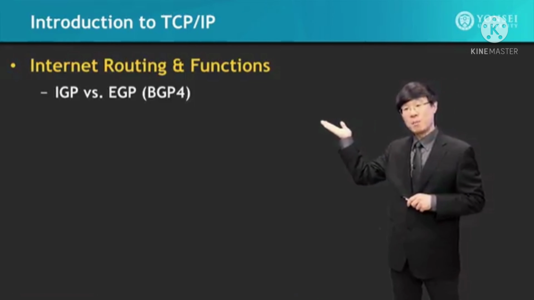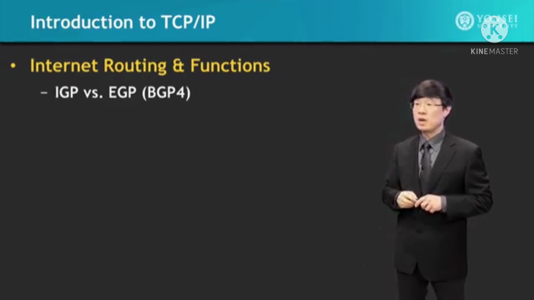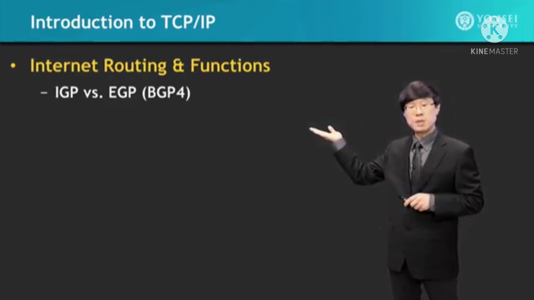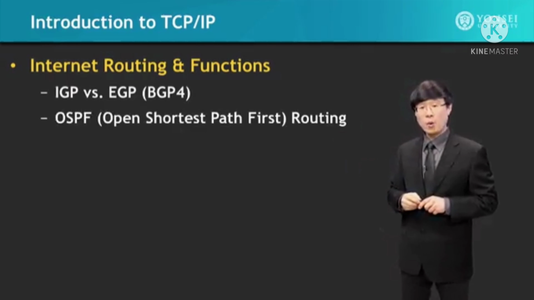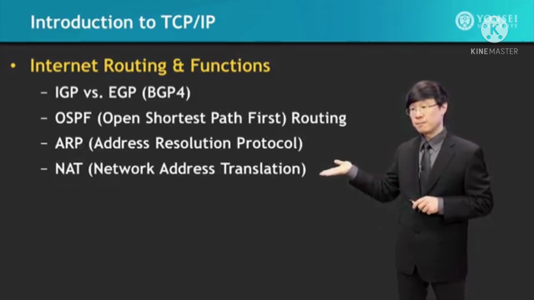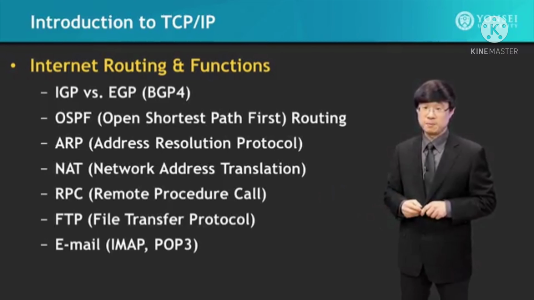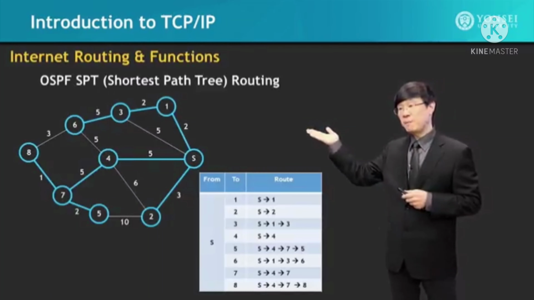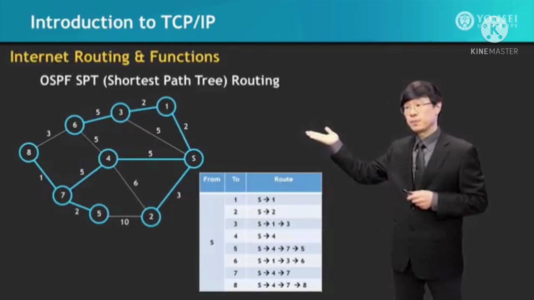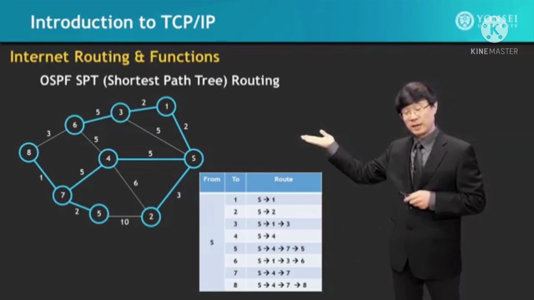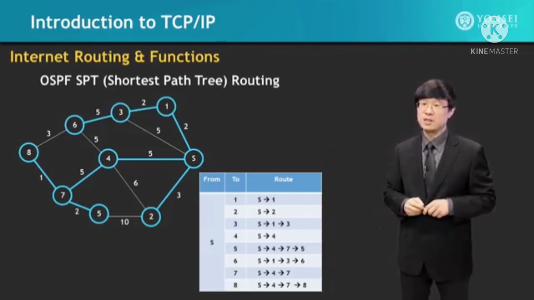Then, in the next chapter about internet routing and functions, we'll study IGP and EGP, which include the BGP4 protocol. We'll study the OSPF routing technology, then ARP, NAT, RPC, FTP, and email technology. For example, in this chapter, one of the things that we'll study is the OSPF shortest path tree routing. And this is the routing technology that is used in the internet. So you've been using it your entire life. You might as well know a little bit about how it actually works. And that's what this course is about.